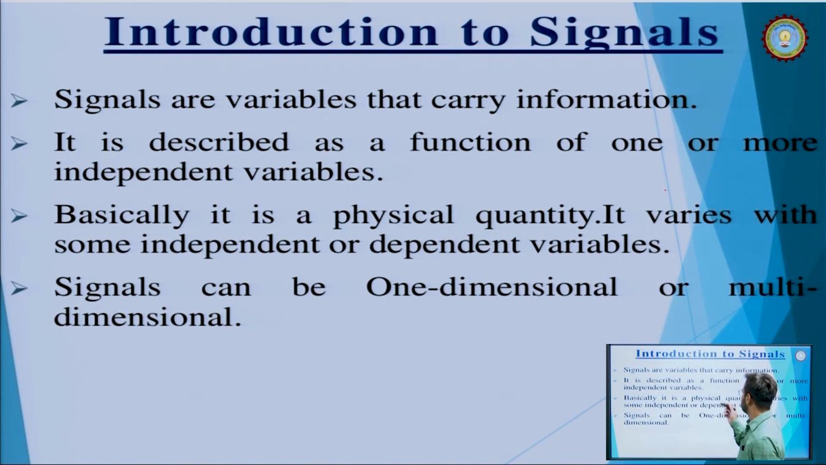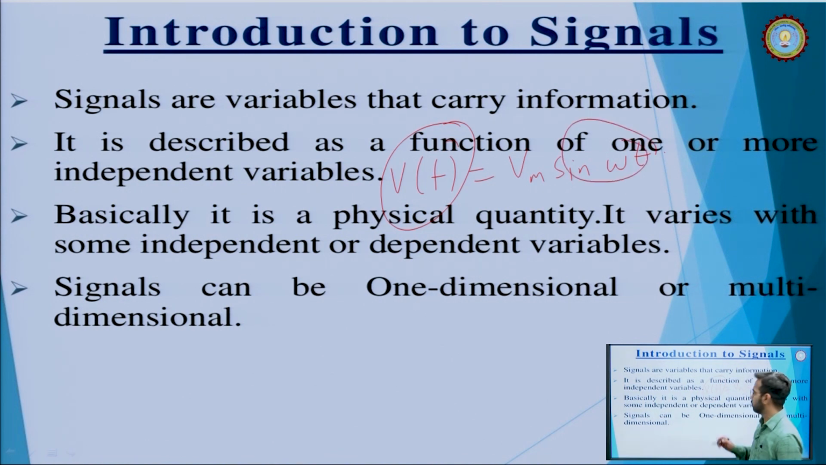What have we studied? If we write our signal as Vm sin omega t, what are the variables? Here this is the independent variable, and this is the dependent variable. Here the variable is time. We can also say this is the mathematical representation of a signal. Third, it is a physical quantity varying with some independent or dependent variable, same thing which I have said.